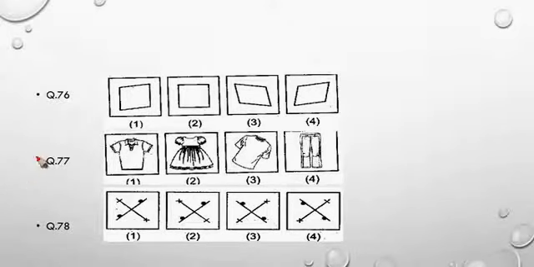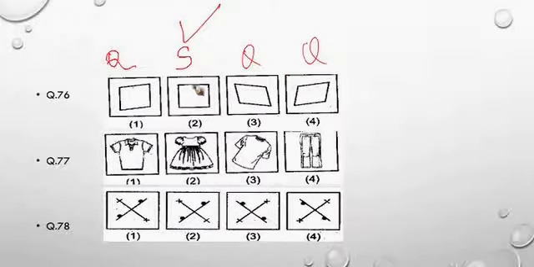Question number 76, there are four options given. In the first option there is a quadrilateral, and in case of second option it is a square, whereas it is a quadrilateral in case of option 3 and 4. So option 2 is standing out as the odd man out figure because it is different to the other 3 problem figures.